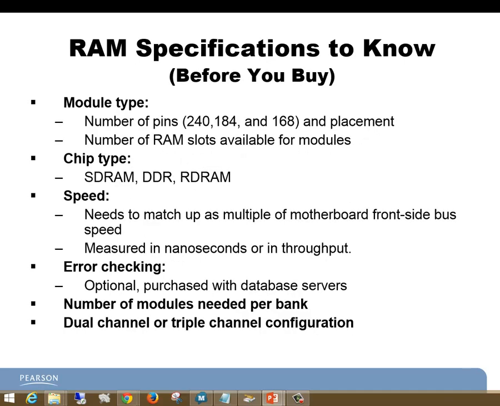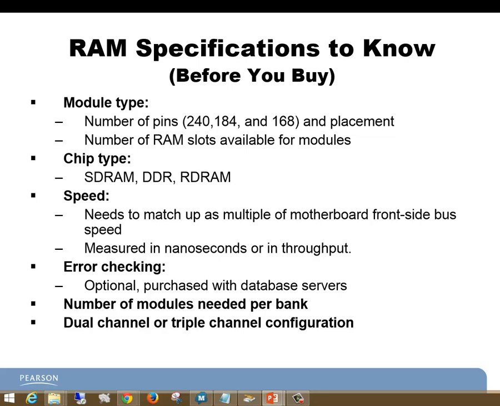So things you need to know when you're going to buy memory are the number of pins, so you can tell the type, and the number of RAM slots you have in your computer. You'll also need to know what type of memory you have. Are you running RDRAM, SDRAM, DDR? If you're looking at an older machine, maybe you're running SODIMMs on a laptop. You need to make sure that it matches the speed of the front side bus or the speed of the memory that you have. And memory is measured in nanoseconds for throughput.